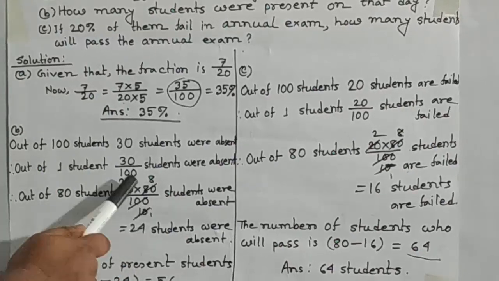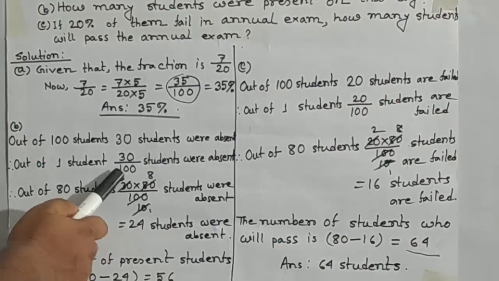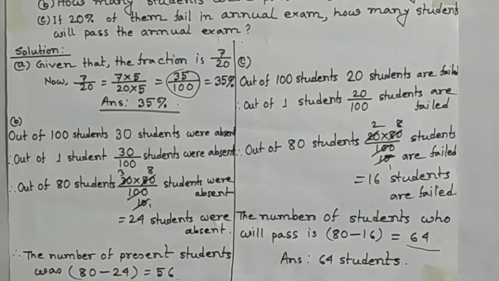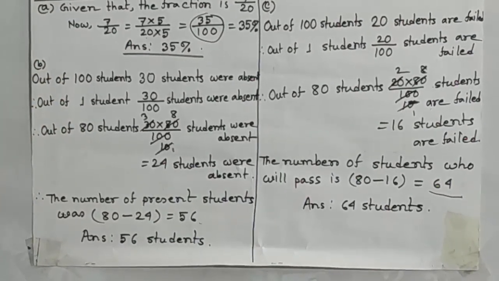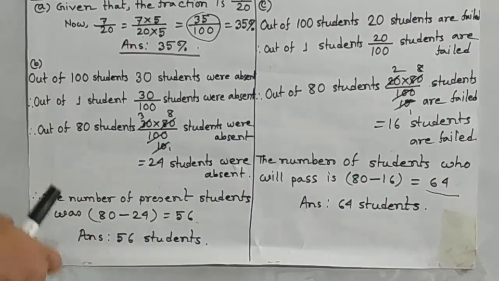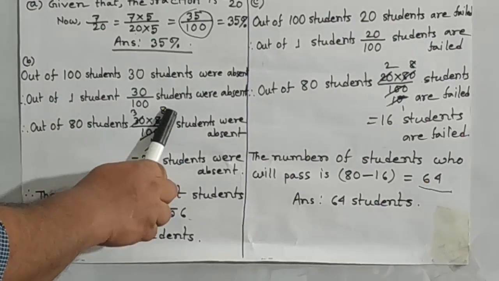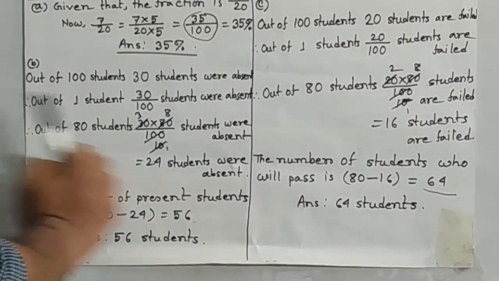Now this 10 and this 30. 30 is cut by 10 and we get 3. And 10 is cut by 10 and we get 1. We know that every number has a denominator which is 1, so it is negligible. Now 3 and 8 are left. Now we multiply these two numbers. 3 eights are 24. So 24 students are absent.